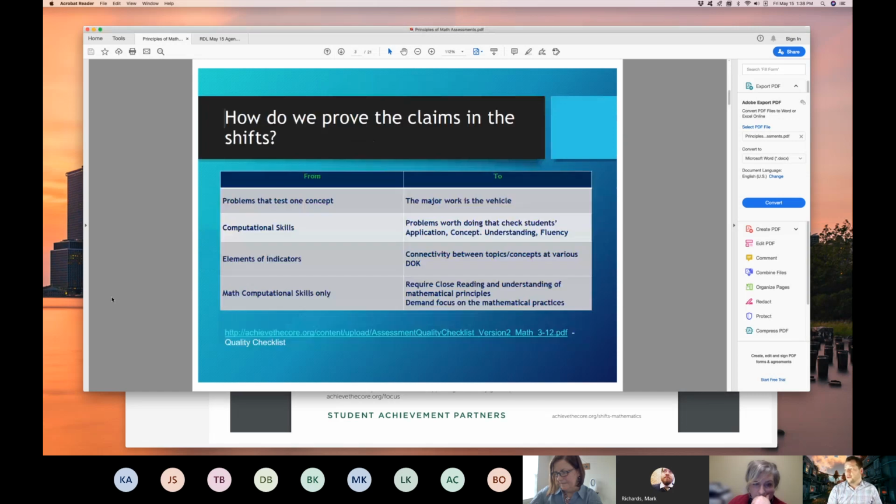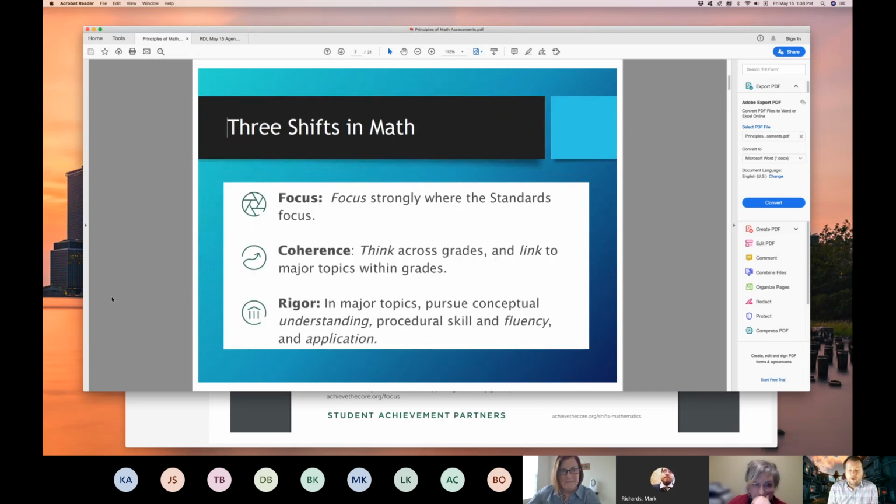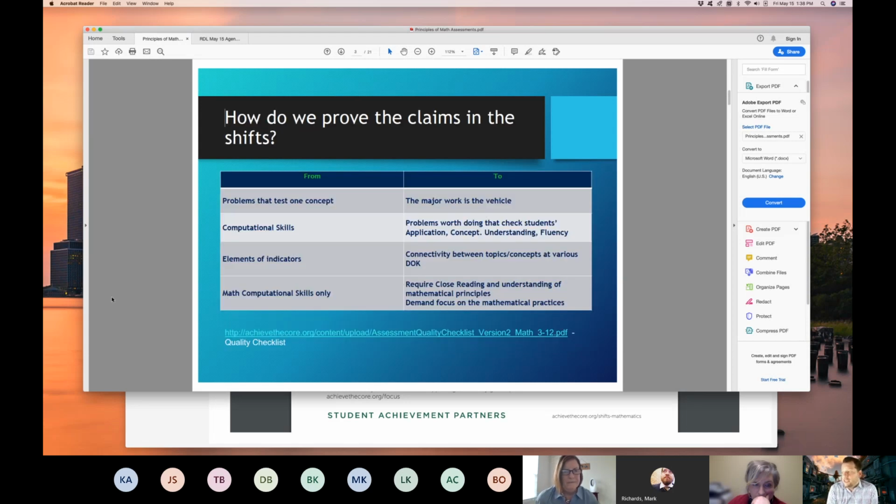So we're going to continue on a little bit, and we're going to start to talk about, well, if this is what I have to prove, if I have to prove the focus, if I have to prove the coherence in those three areas, what does my assessment need to look like? Well, that means when we start to build assessments, I need to target the major work of the grade. It needs to be my vehicle for what I'm doing on that assessment. It can no longer be a problem that just tests one concept like we used to do in OAA days. It doesn't work anymore. We can't just do computational skills. We have to get that balance.